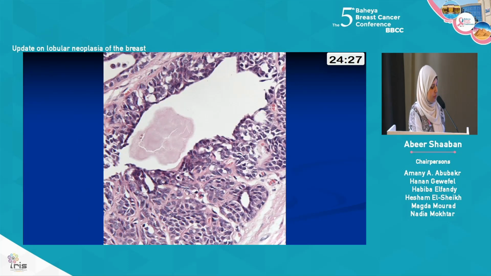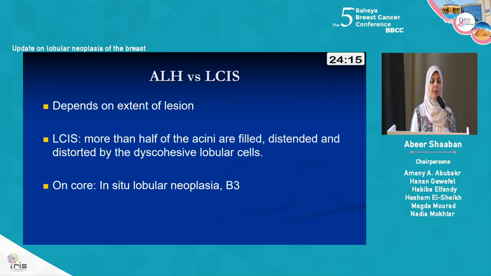Pagetoid spread, as we know, can be seen with lobulars, where you have a compressed luminal layer and a myoepithelial layer, and in between them, the lobular cells are there. How to differentiate ALH from LCIS? It's a quantitative definition. LCIS is diagnosed when more than half of the acini are filled, distended, and distorted by the characteristic lobular cells.